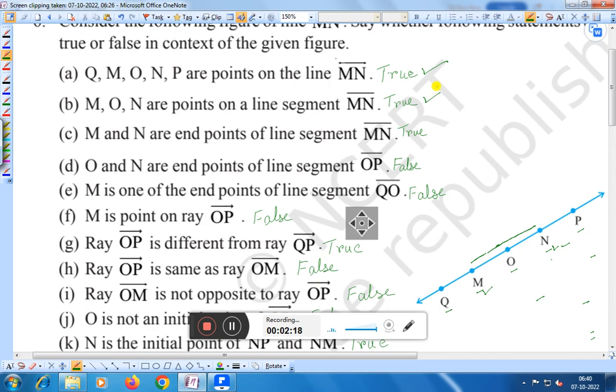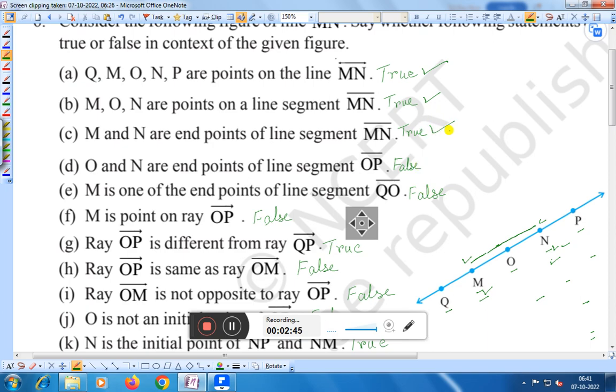Now question number C. M and N are endpoints of line segment MN, right? Here you see M is this point, N is this point. M and N are endpoints of line segment MN. This is the endpoint, this is the endpoint. Therefore, M and N are endpoints of line segment MN. That is also true, right?